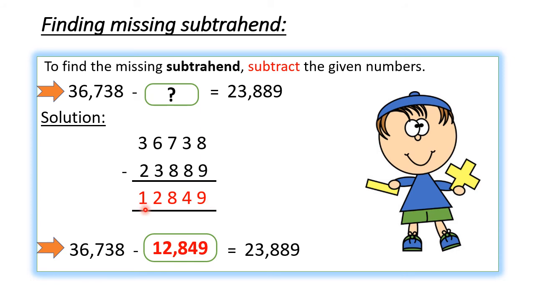So this is our subtrahend, that is 12,849. So we can write our answer that 36,738 minus 12,849 is equal to 23,889. You can also check your answer in the rough column by subtracting these two numbers, and you will get this difference as your answer.